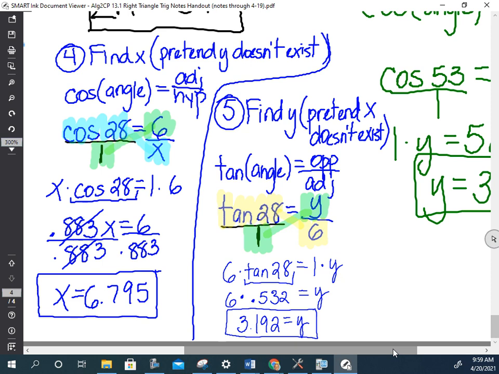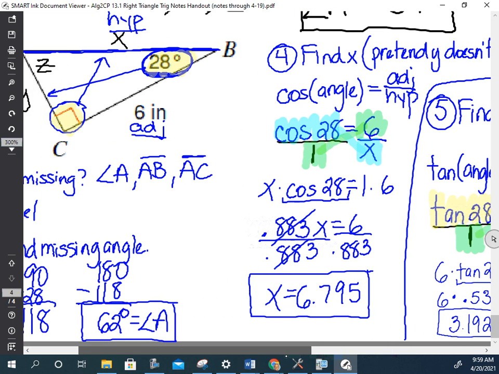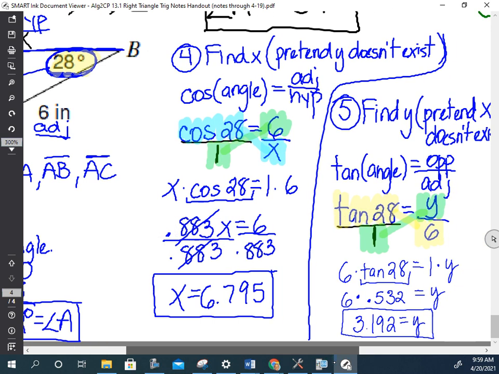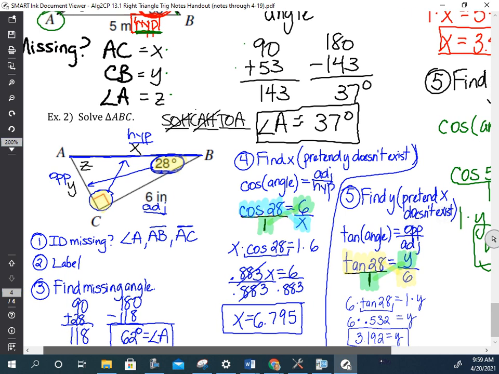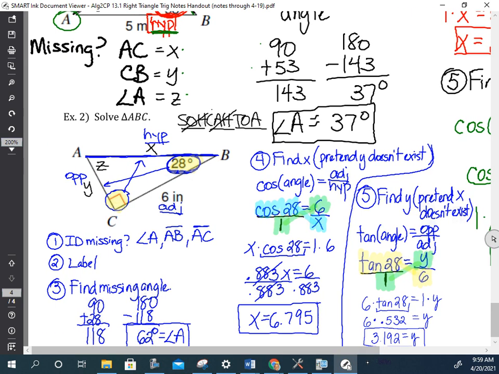So we got y, we got x, we got z, we got the other angle a long time ago. Ladies and gentlemen, we are finished with the problem. So there's all the parts of the problem, steps 1, 2, 3, 4, and 5. Again, it is not a hard problem, but you are going to put in work. You have to put in work if you're going to be successful. You can't pass if you don't put in work.